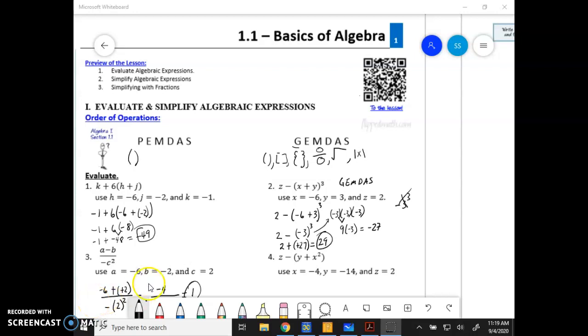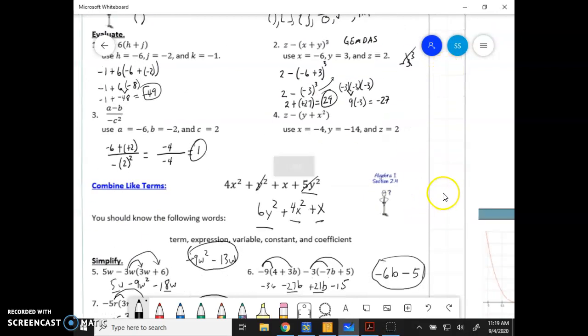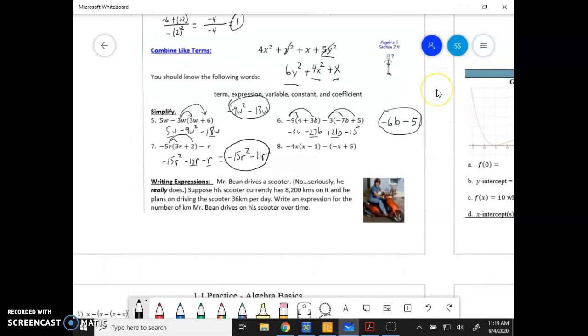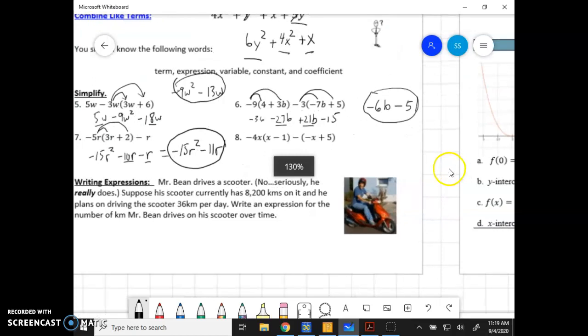Okay, here we go. This is 1.1 Basics of Algebra, video number 2. We left off here last time. Looks like we didn't get to this practice problem number 8, so let's just go through this one together.